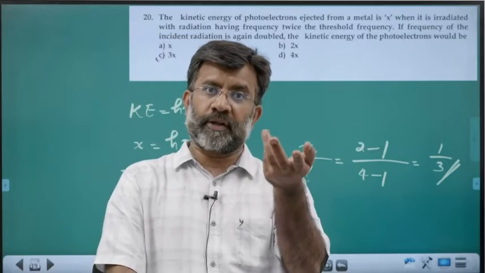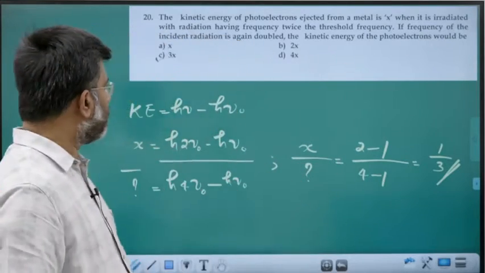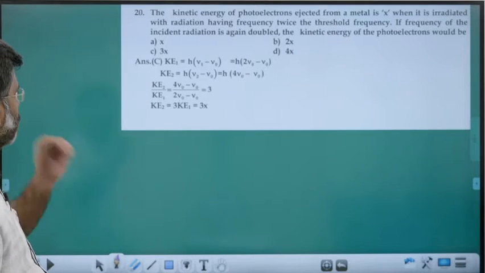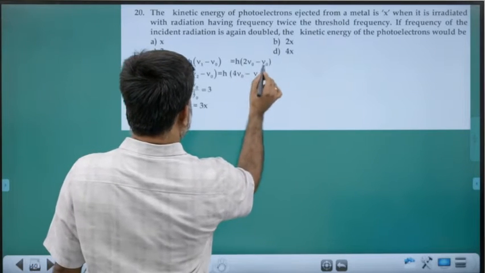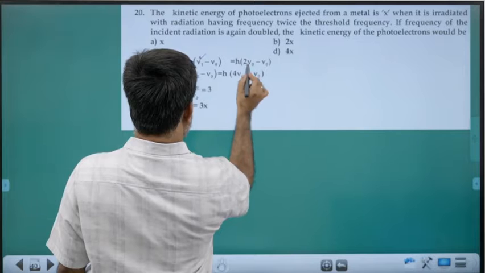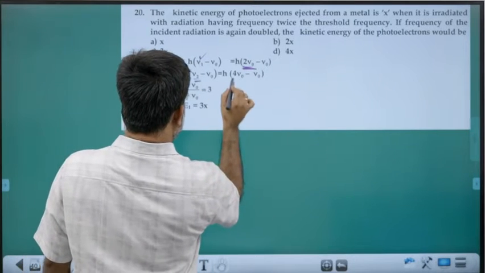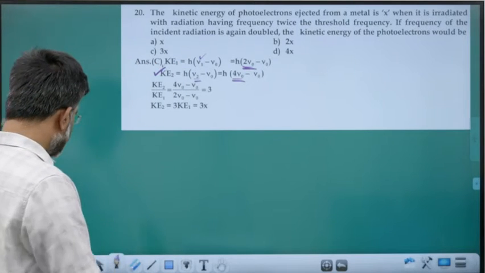So we are doubling the frequency, and then the kinetic energy becomes 3 times, 3X. In case 1, nu 1 is equal to 2 times nu 0. In case 2, nu 2 is 4 times nu 0. Next.